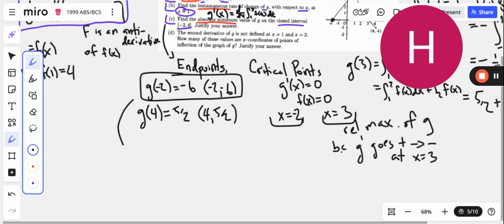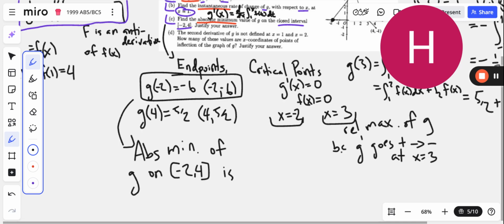So the absolute minimum of G on the interval from -2 to 4 is -6, and this is at x equals -2. Okay, really good there. Really good progress we're making.